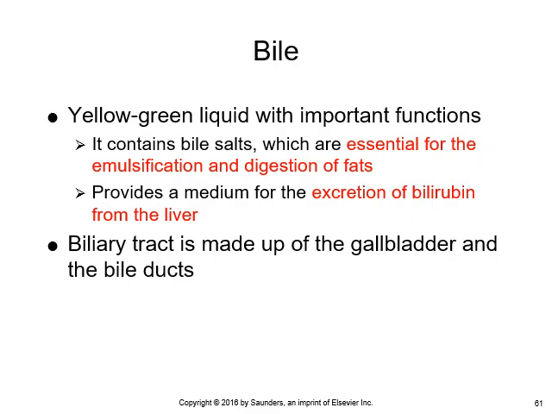Bile is the yellow-green liquid that is essential for emulsification and digestion of fats. It also provides a medium for the excretion of bilirubin from the liver.